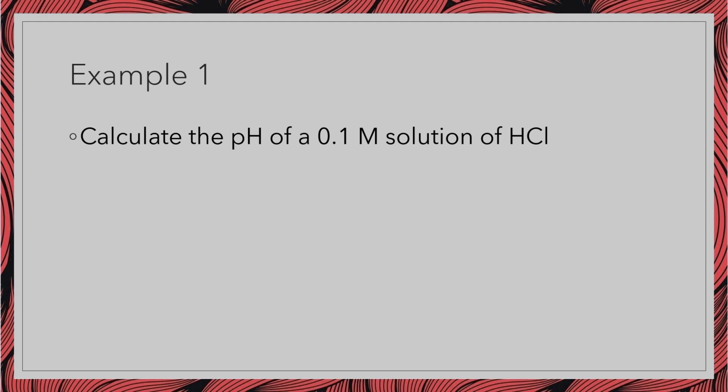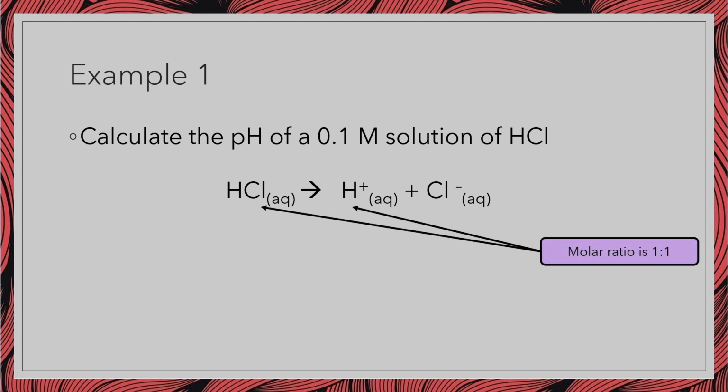So calculate the pH of a 0.1 moles per liter solution of hydrochloric acid. First things first, we need to write the dissociation equation. So it's simple. HCl goes to H plus and Cl minus. It's 1-to-1, so it's nice and easy. Molar ratio is 1-to-1. So our hydrogen ion concentration is equal to the concentration of HCl.